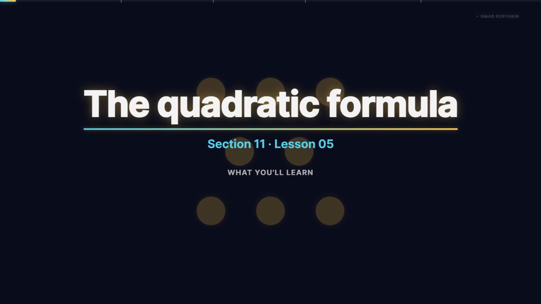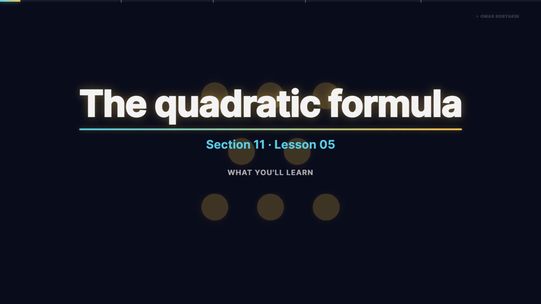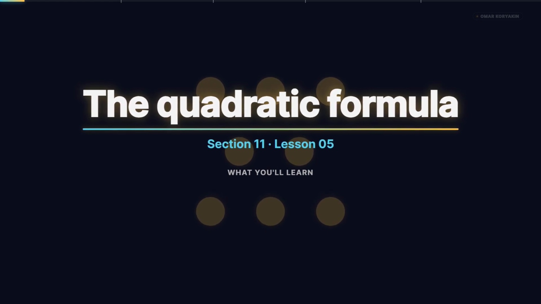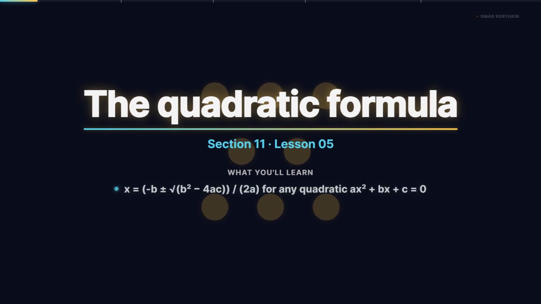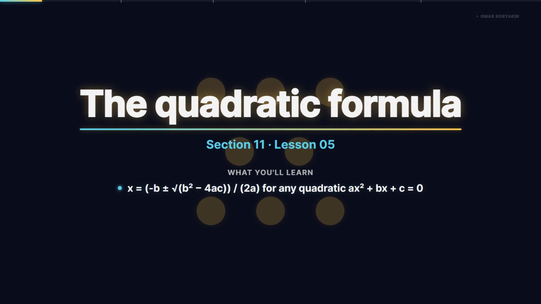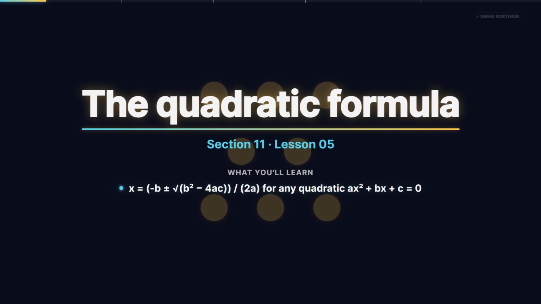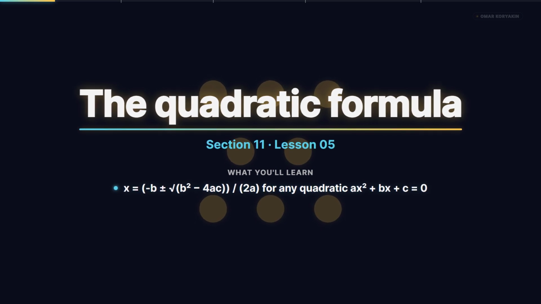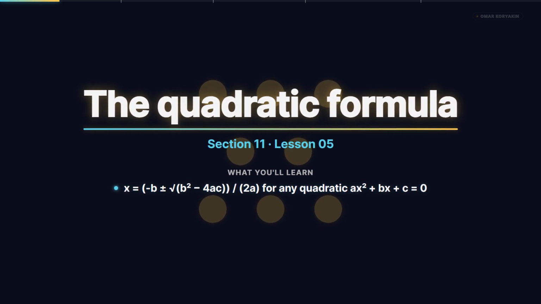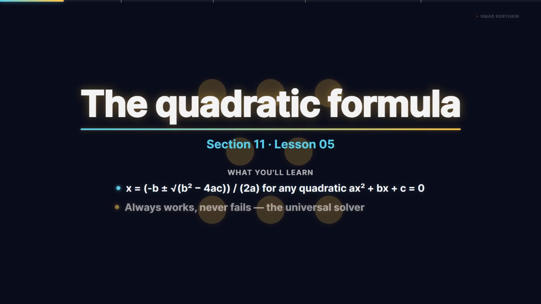The quadratic formula is the universal solver for any quadratic equation, whether the trinomial factors, has irrational roots, or has complex roots. The formula handles all cases without any case analysis. The formula is x equals negative b plus or minus the square root of b squared minus 4ac, all divided by 2a. Memorize this, it appears constantly through the rest of algebra and into calculus.